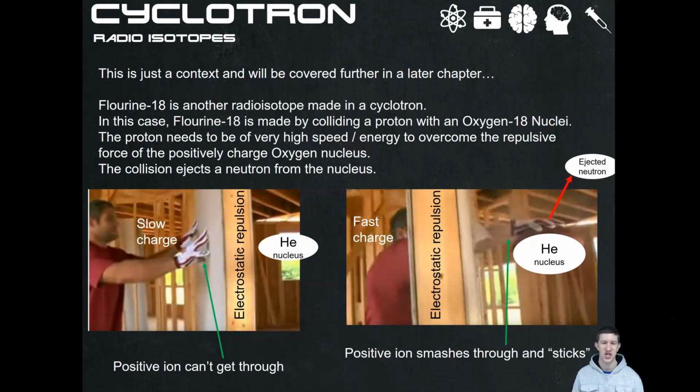When we do this, this ejects a neutron from the nucleus and we end up with our radioactive fluorine-18 that we want. So my picture here is a bit of an example of that.